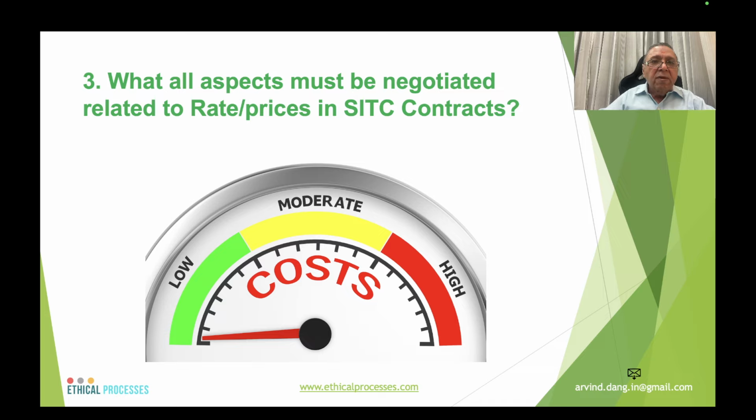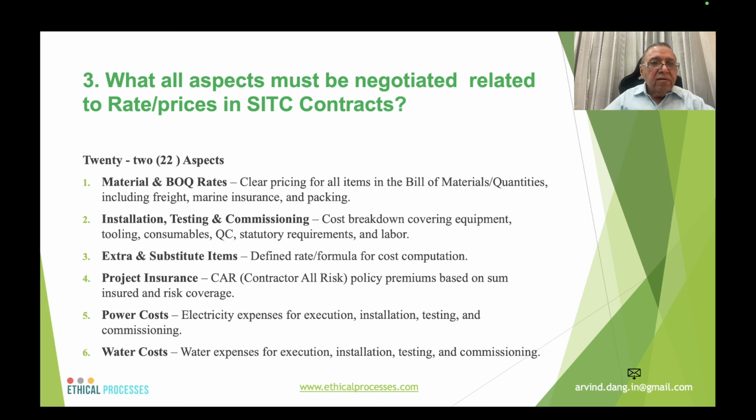Now, what all must be negotiated related to the rate prices in the SITC contracts? In this presentation, I have identified 22 aspects which must be negotiated in the context of SITC contracts. These are starting with one, material and BOQ rates, clear pricing for all items in the bill of material quantities, including freight, marine insurance, and packing. Two, installation and testing and commissioning cost breakdown covering equipment, tooling, consumables, QC, quality control, statutory requirement, and labor, etc. Three, extra and substitute items, very important parameter.